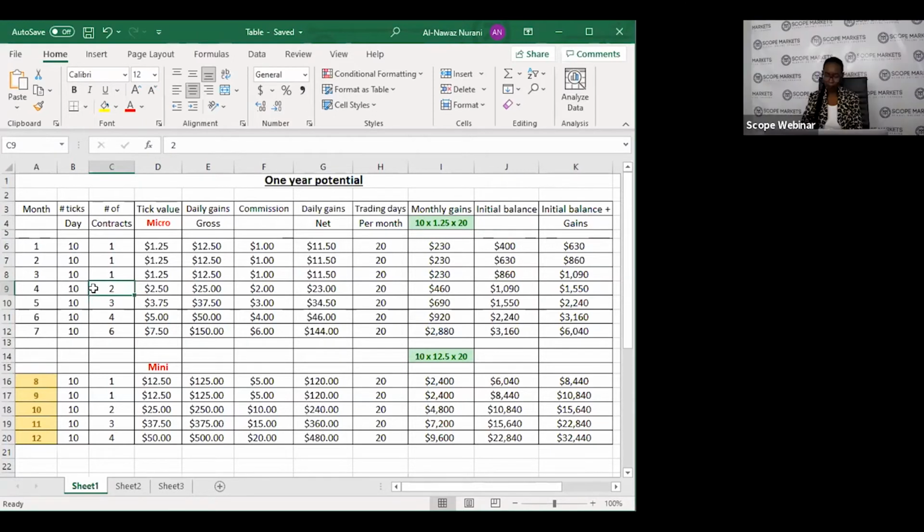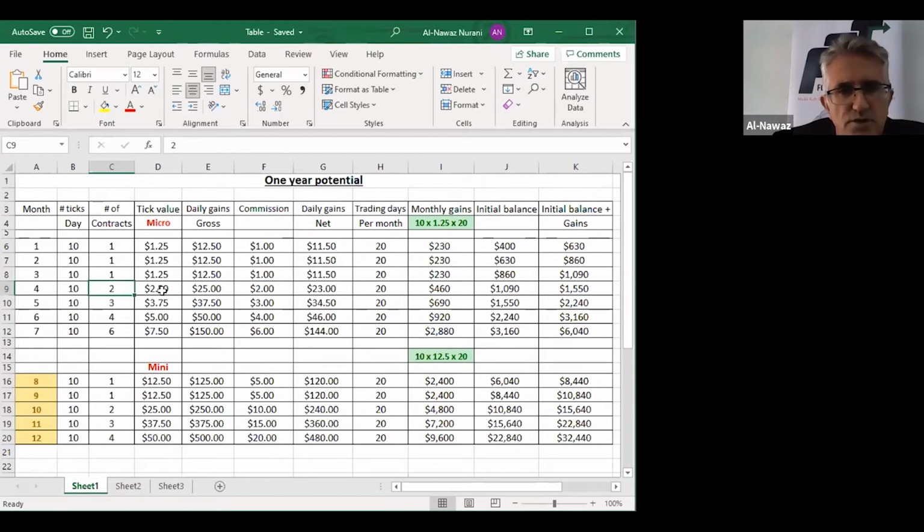Now, when you have 2 micro contracts, your tick or pip value is $2.50, and your target is still only 10 ticks per day. So now you're making $25 per day. You are paying $2 in commission, and you're making $23 per day.